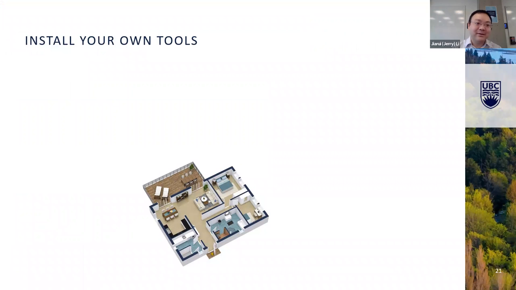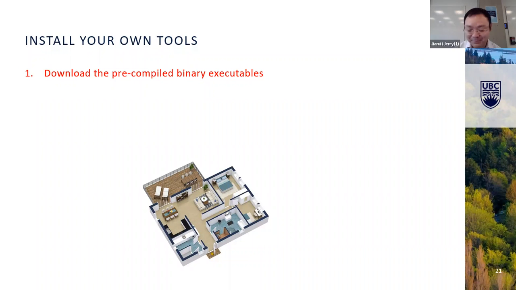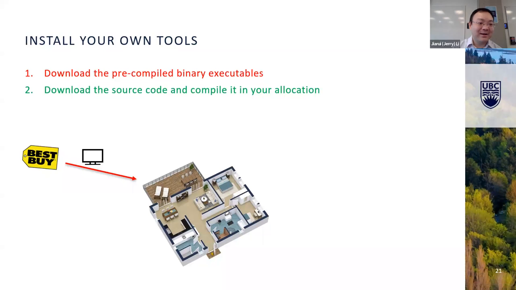Install your program. So first is to download the pre-compiled binary executables. These terms might be very confusing to some people, but it's more like you go to Best Buy and purchase a TV. There's something already installed for you, and you just grab it and put it in your directory, and you can simply use it. You don't have to assemble a TV or make a TV by yourself. You just grab it from Best Buy. And the second way is to download the source code and compile it in your location.